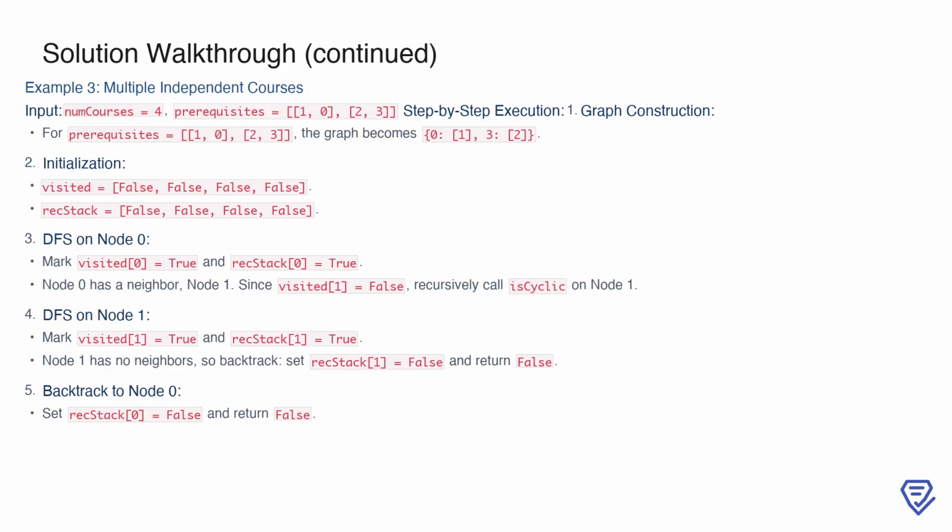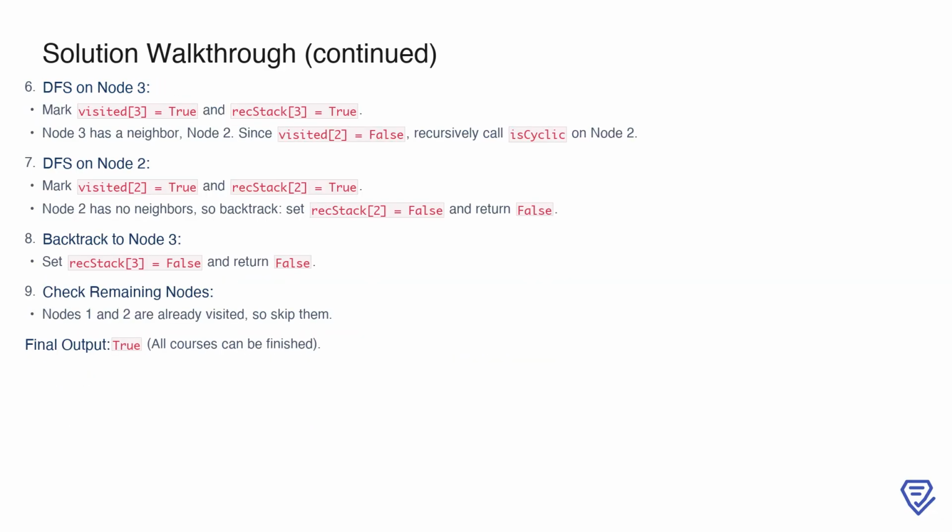Since node 1 has no neighbors, we backtrack by removing it from the recursion stack and confirming no cycle exists. Returning to node 0, we also remove it from the recursion stack and conclude the DFS for this chain. Next, we perform a DFS on node 3, marking it as visited and adding it to the recursion stack.